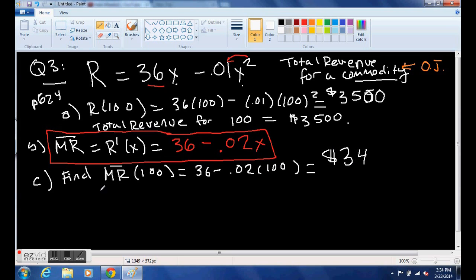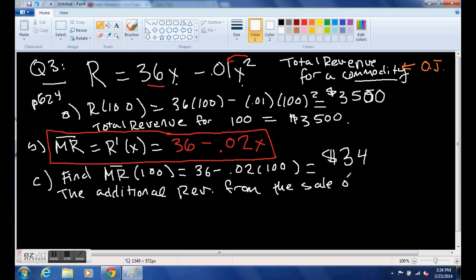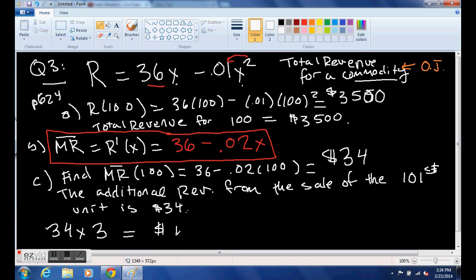Now, what does it predict? It says the additional revenue that we expect to see from the sale of the 101st unit is $34. Because we're already at 100, an increase of 1 is the 101st one. So if you're making 100 things and then you sell one more, you expect to bring in another $34. And for the next 3 units, you expect to make $34 each times 3, so that's going to be $102.